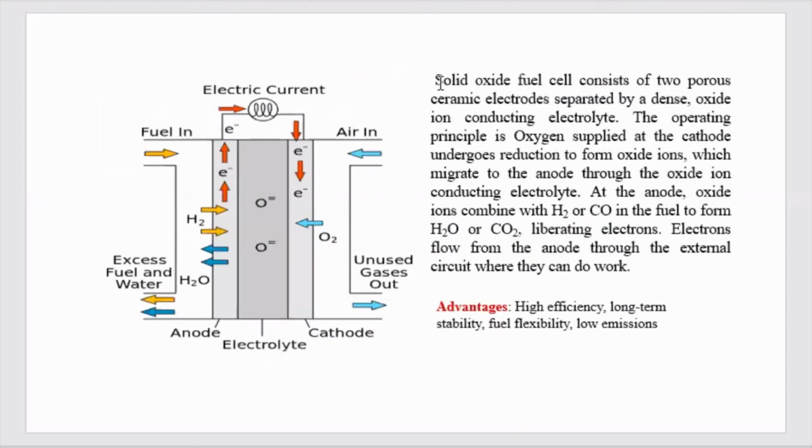The working process: the solid oxide fuel cell consists of two porous ceramic electrodes separated by a dense oxide ion conducting electrolyte. The operating principle is that oxygen is supplied at the cathode, where it is reduced to O2- ions, which diffuse through the ion conducting electrolyte towards the anode. At the anode, they react with the hydrogen gas to form water, liberating the electrons. These electrons are taken to the external power supply. There is a provision to use either hydrogen gas or carbon monoxide gas as the fuel. If hydrogen gas is used as the fuel, it produces water. If carbon monoxide is used as the fuel, it produces carbon dioxide.